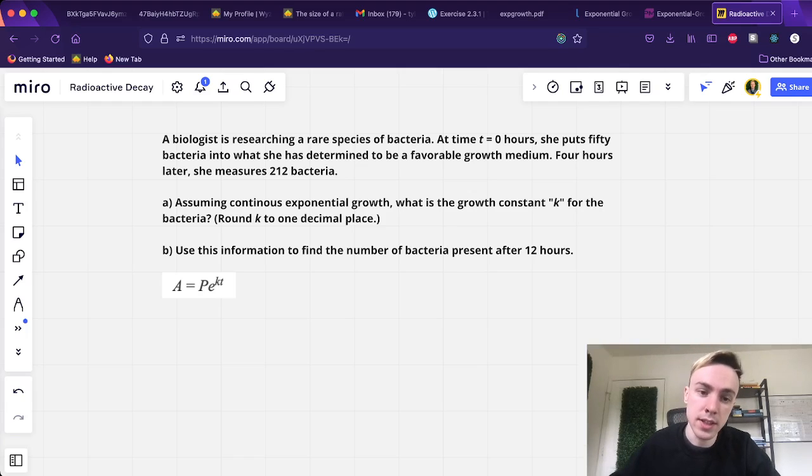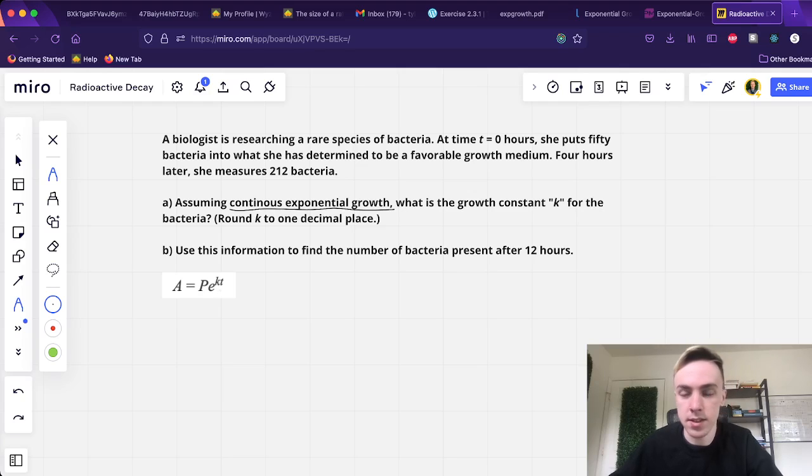So first of all, because it's continuous exponential growth, we know that we're going to be using the formula A equals P times e to the kt, where P is the initial amount, e is this number, roughly 2.71, K would be the percent growth as a decimal, and t is the time. A would be the final amount. So let's put this together.